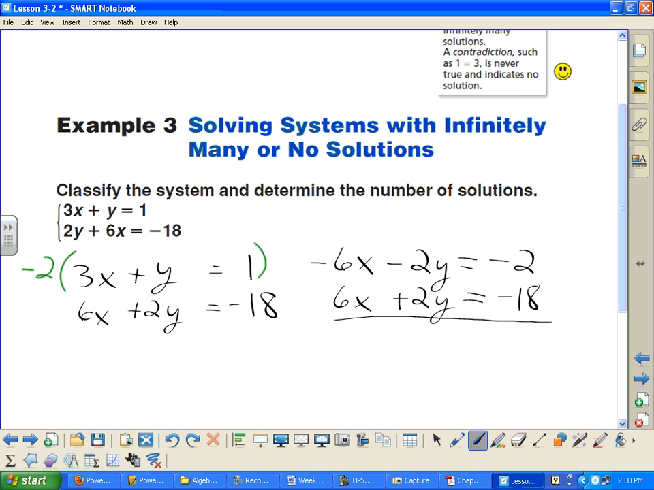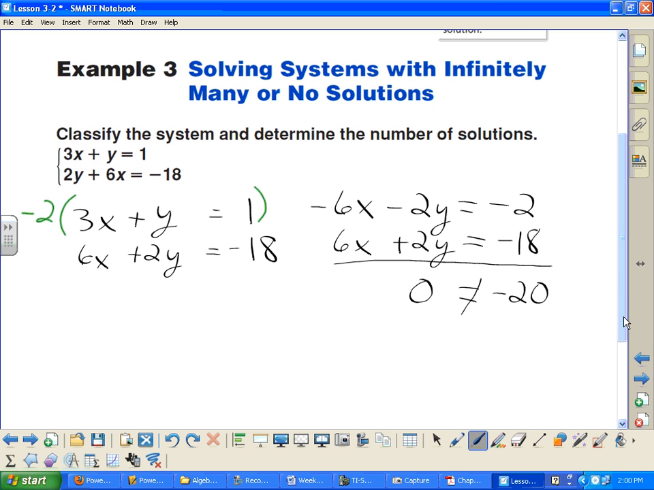So we're doing elimination today. All right, so what happens when I add them together? We get 0 on the left and -20 on the right. Is that a true statement? No. So this is a situation where we have a contradiction.